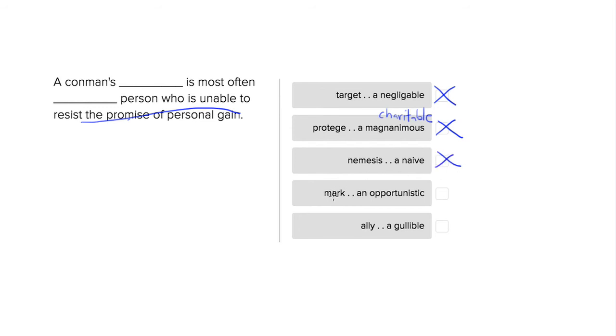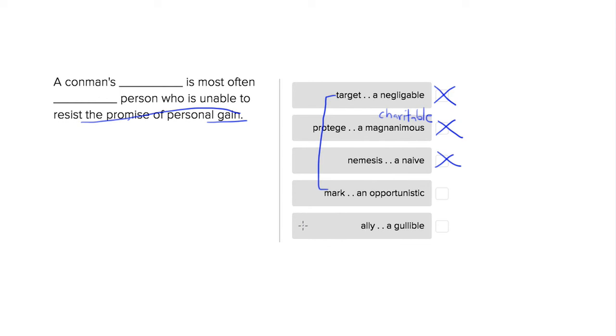Choice D, con man's mark, same thing as target, is often an opportunistic person who is unable to resist the promise of personal gain. Opportunistic really makes sense with this part of the sentence because someone who's opportunistic is someone who is looking to make things better for themselves by any means possible. So that is a really good word, so I like this.